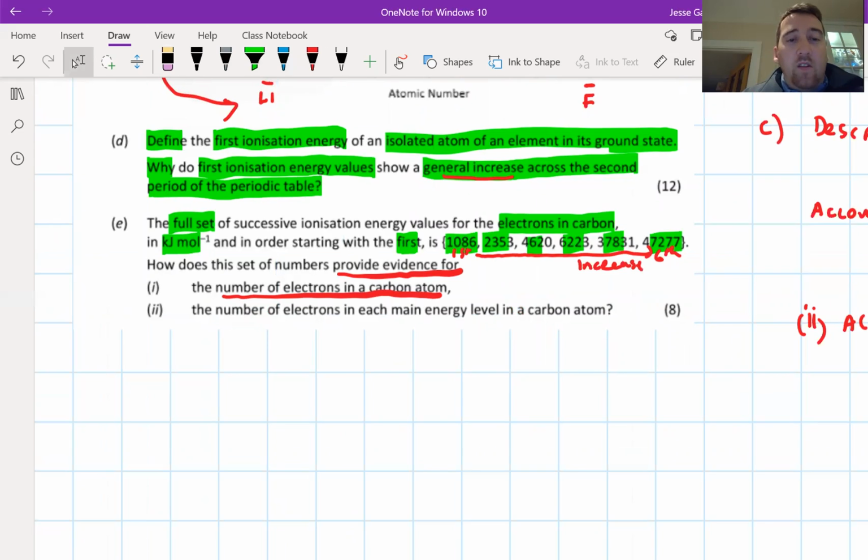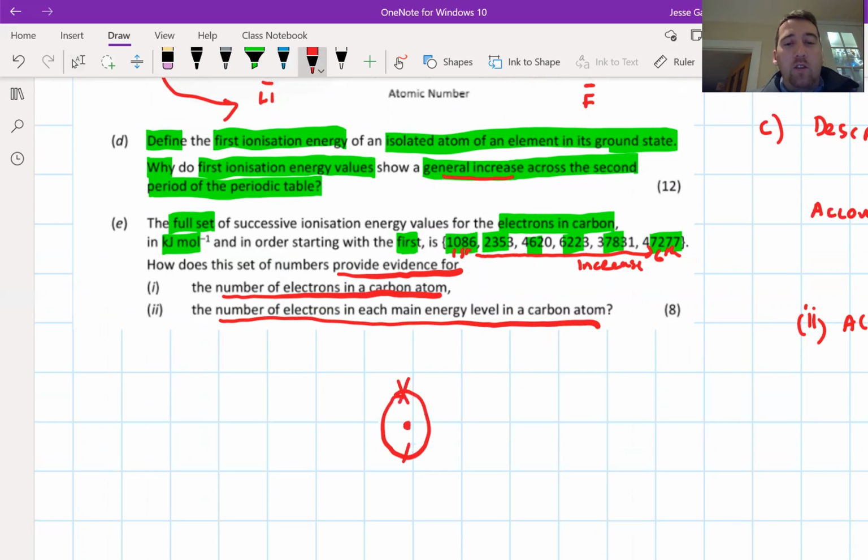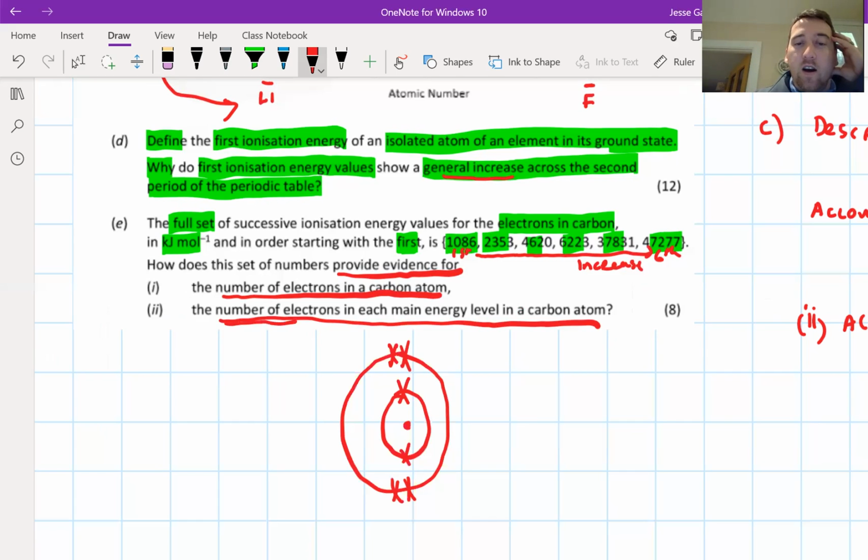How does it prove the number of electrons in each main energy level in a carbon atom? If we think about a carbon atom for a second, here's the nucleus. Here are 2 electrons in the first energy level. How many electrons are there in the second then? Well, there's 6 altogether, which means there's 4 in the second energy level. So how do these numbers prove how many electrons can be in each main energy level?